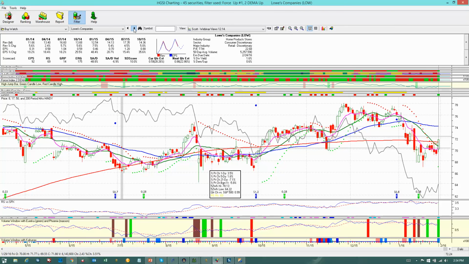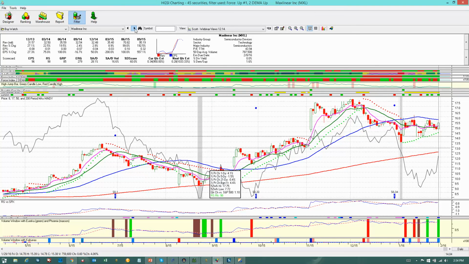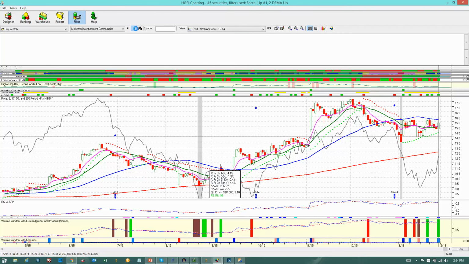Lowe's Company, maybe a better buy point with a kahuna on Friday than Home Depot, a little bit stronger earnings coming in. Maxilinear, this was a great technology story. At the end of 15, that sold off. Had a kahuna on Friday, does get above the 50. Great earnings per share growth, which always gets me hot and bothered, so I'm watching that one.